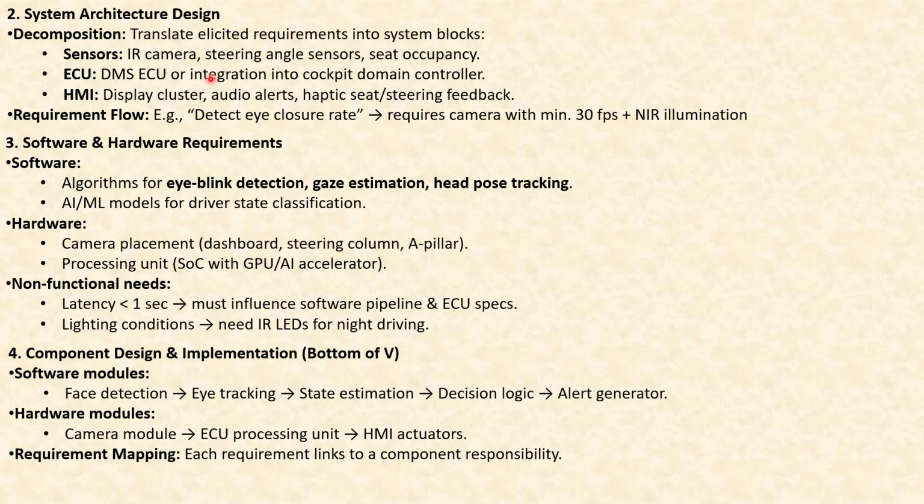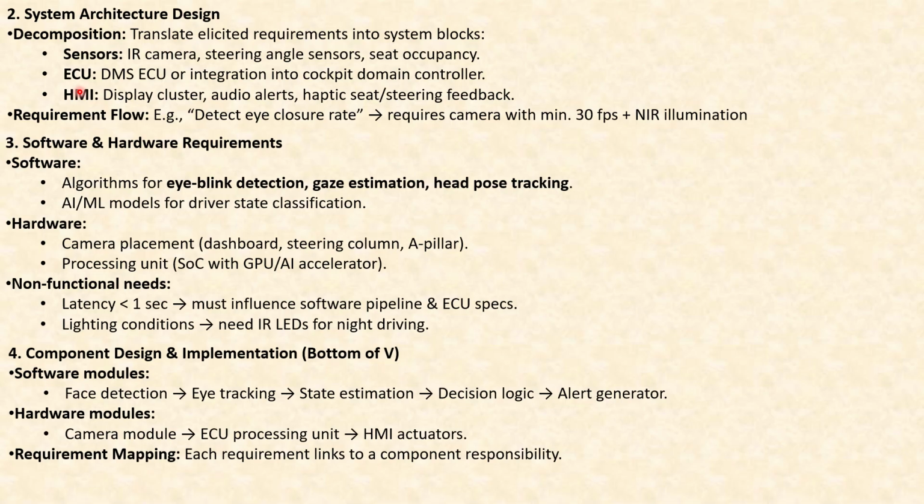Now, talking about the system architecture design, when you decompose, you first translate the elicited requirements into system blocks. When it comes to sensors, the infrared camera, steering angle sensors, and seat occupancy sensors must all be working at their utmost efficacy. And talking about the ECU, the DMS ECU or its integration into the cockpit domain controller, the HMI, display cluster or audio alerts, and haptic reminders, all these things are extremely important.